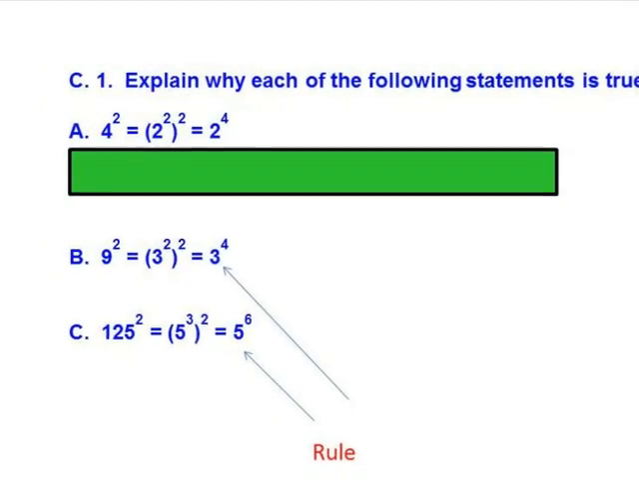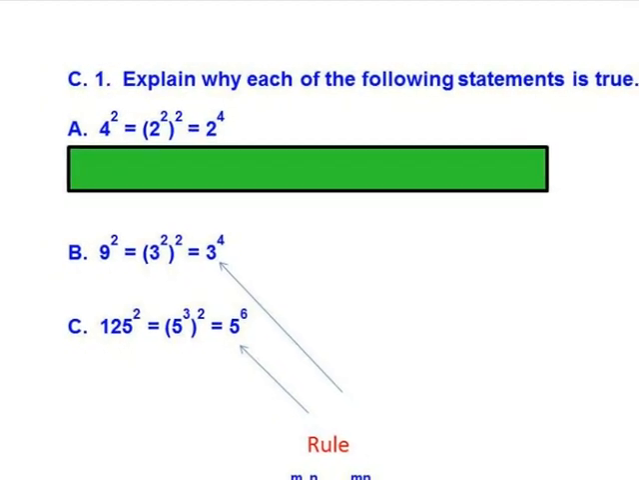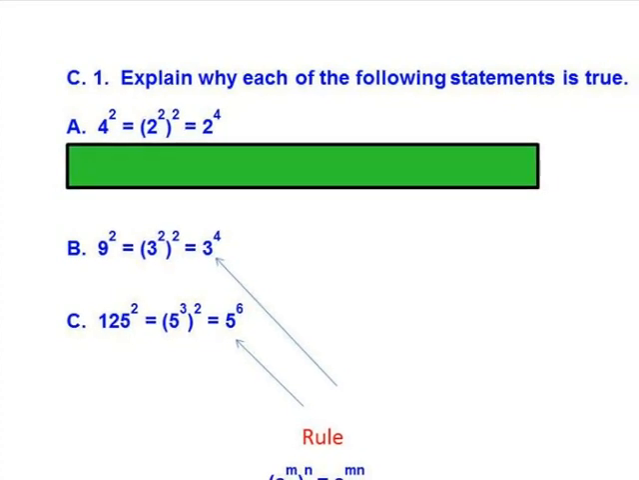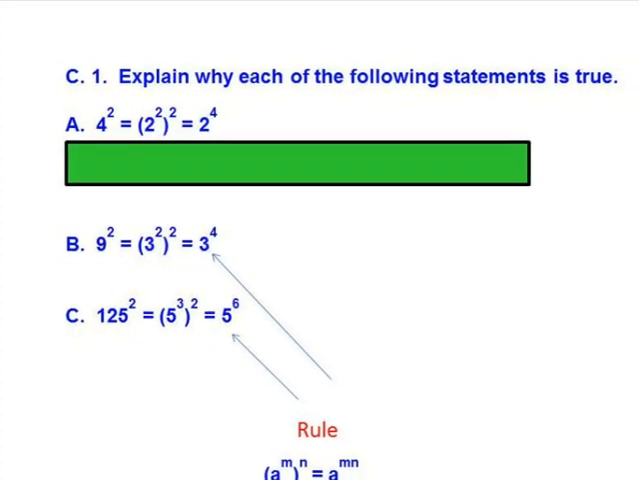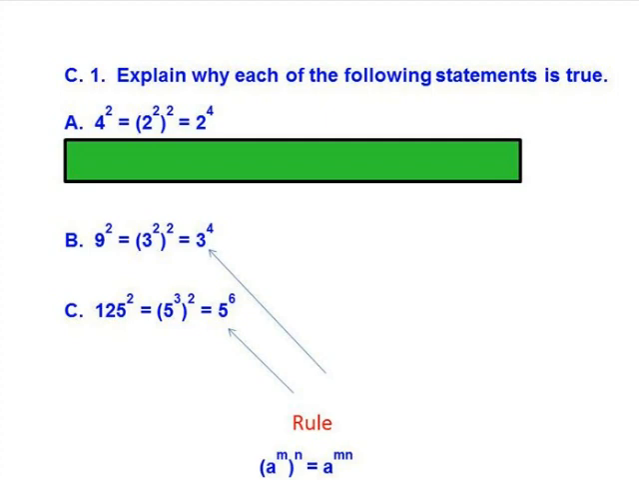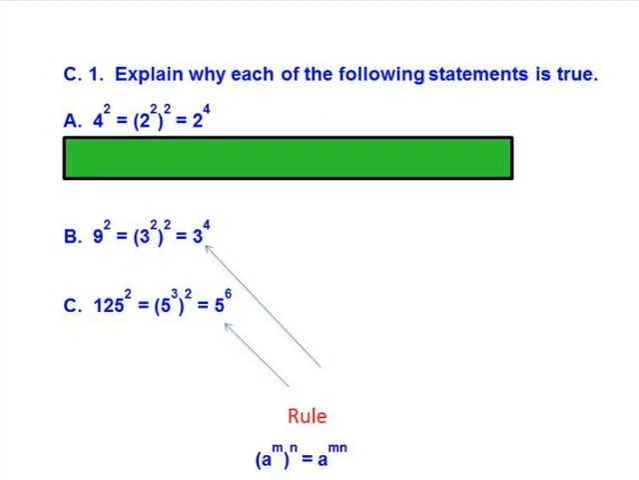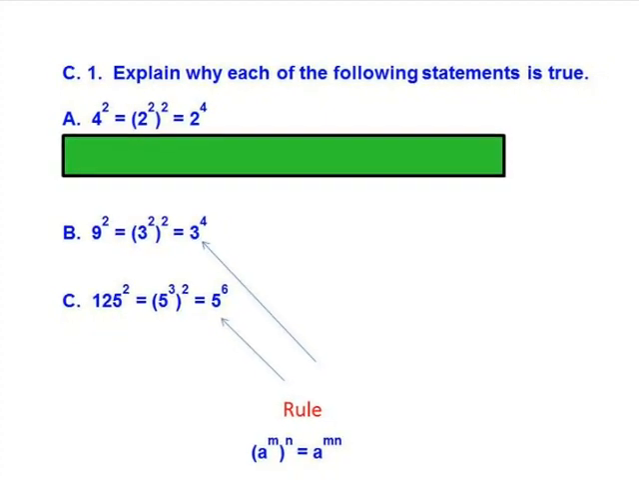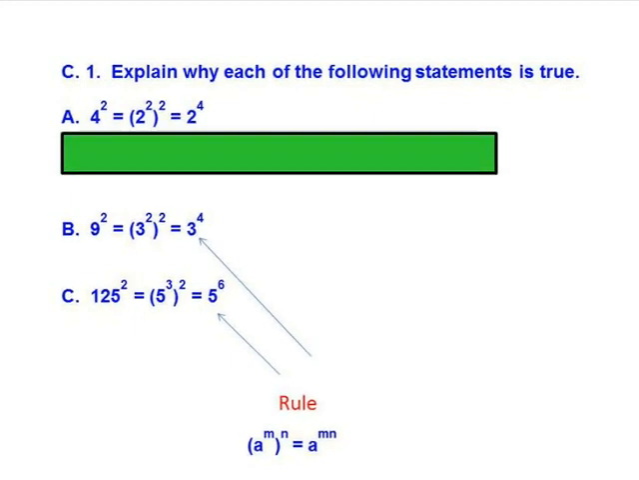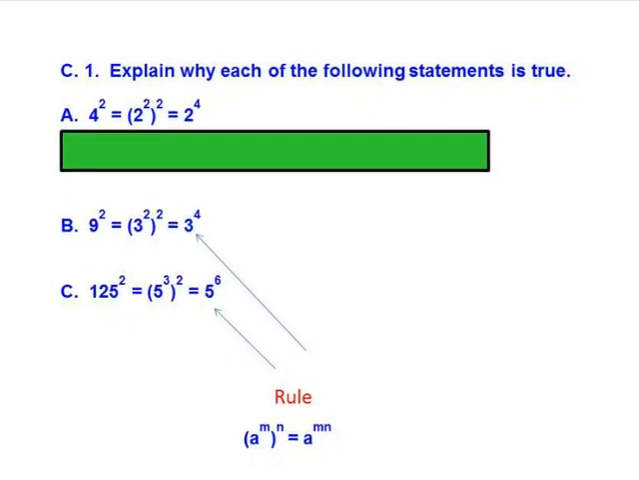So here's what we do. When a power is raised to another power, just multiply the 2 powers and keep your base. Notice here, 3 to the 2nd power in B raised to the 2nd power. Just multiply the 2 powers. 2 times 2 is 4. Your final answer there is 3 to the 4th power.